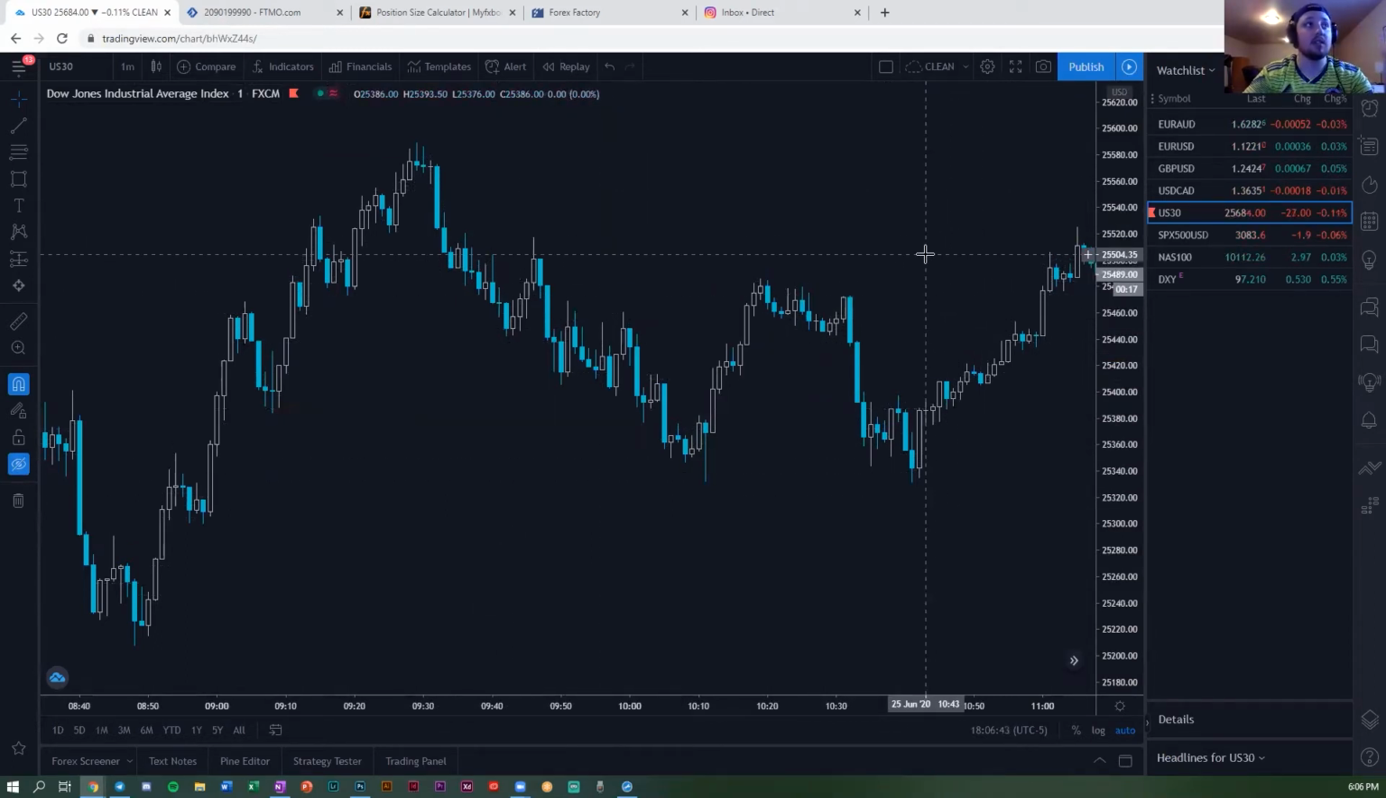Basically the Dow Jones Industrial Average Index is the stock market. It shows what price point, how high or low, the stock market currently is. This is the US stock market. Obviously it says US30. So here we are. This is US30.